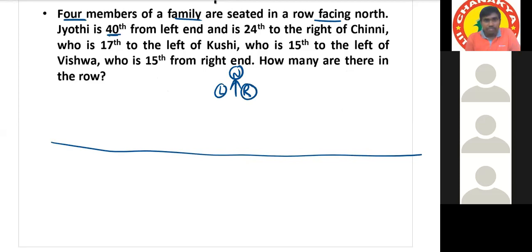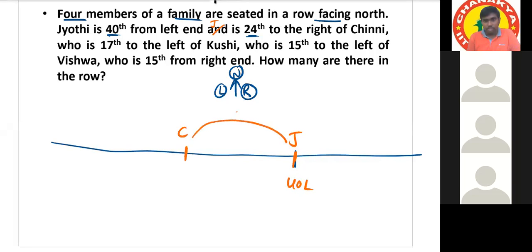Jyoti is 40th from the left end and is 24th to the right of Chinni. Suppose this is Jyoti, and she is 40th from the left end, the same person. Jyoti is 24th to the right of Chinni, which means Chinni is to the left of Jyoti. So somewhere here is Chinni and the 24th person.